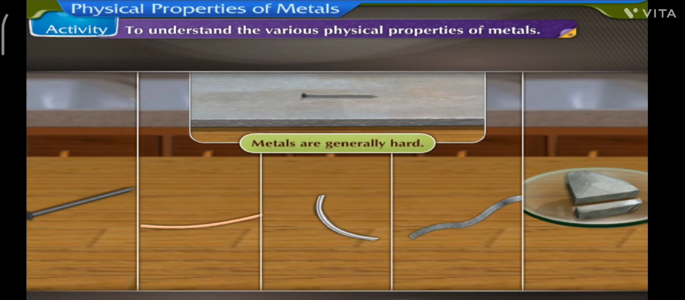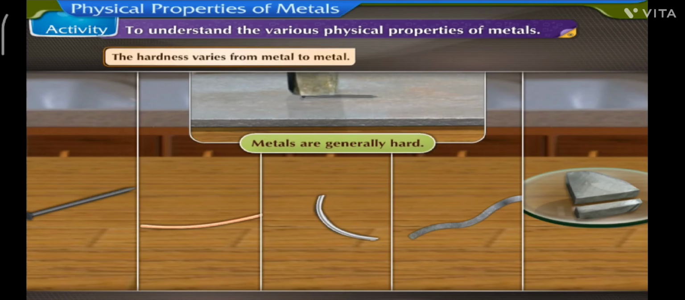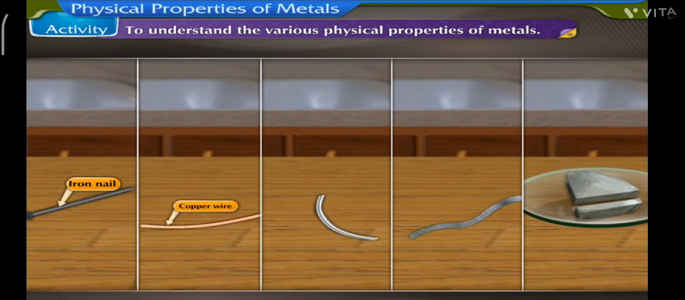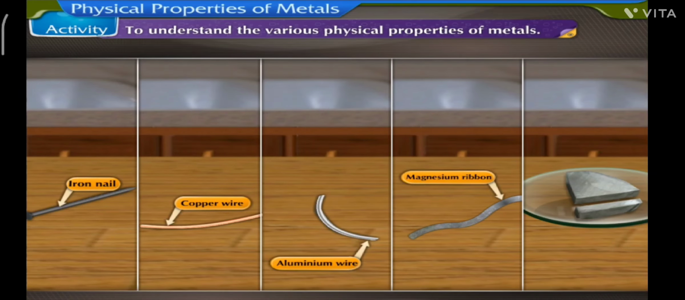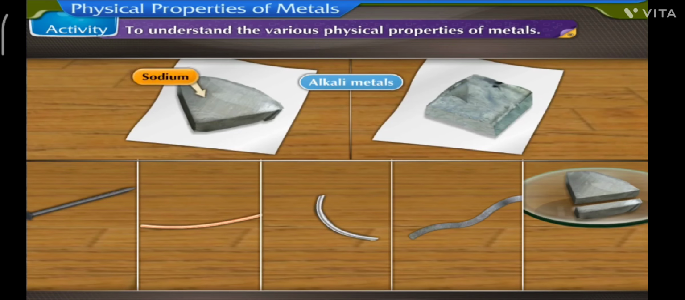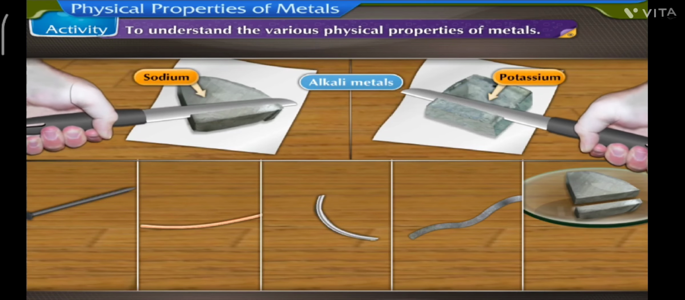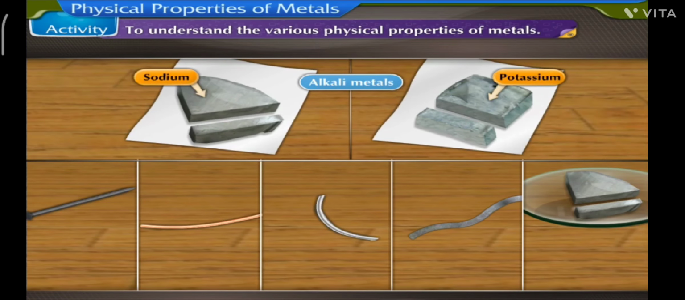Metals are generally hard. The hardness varies from metal to metal. Metals like iron, copper, aluminium, and magnesium cannot be cut with a knife. Alkali metals like sodium and potassium are soft metals and therefore can be easily cut.